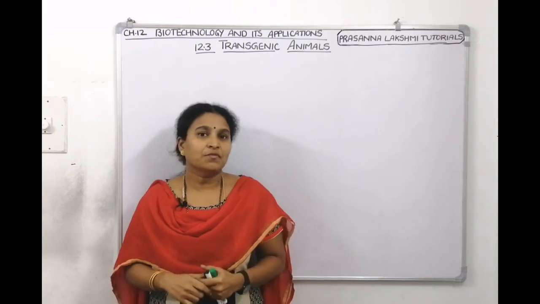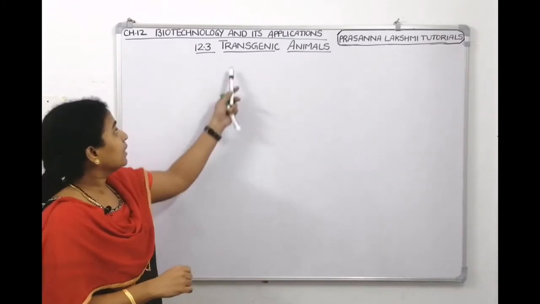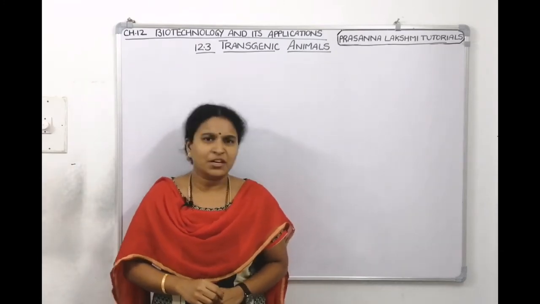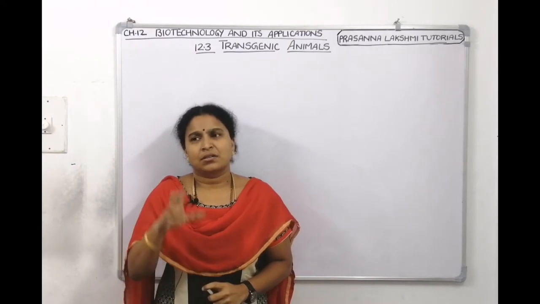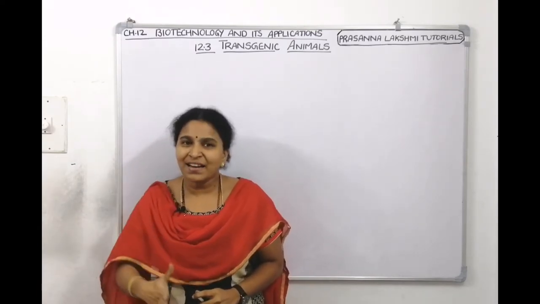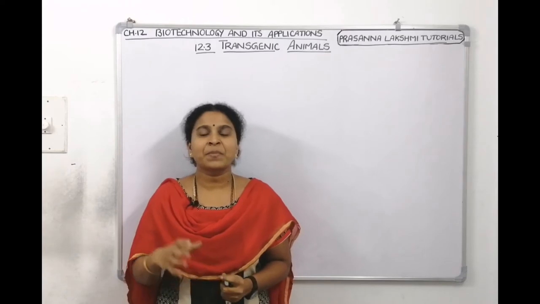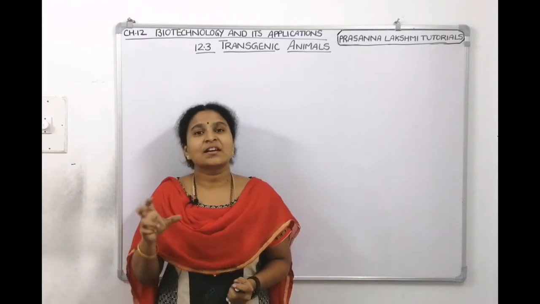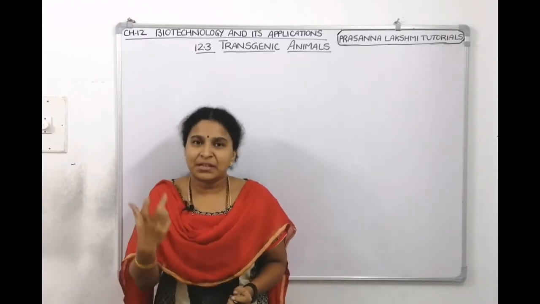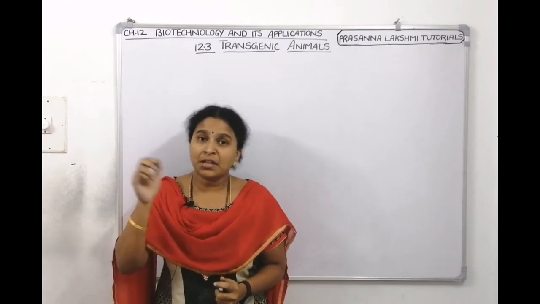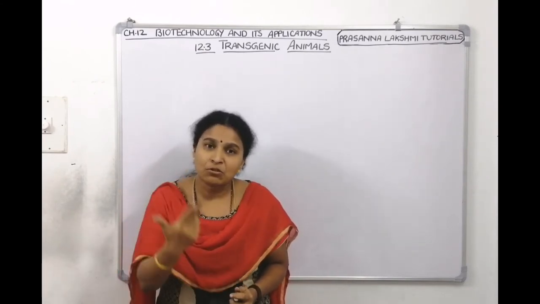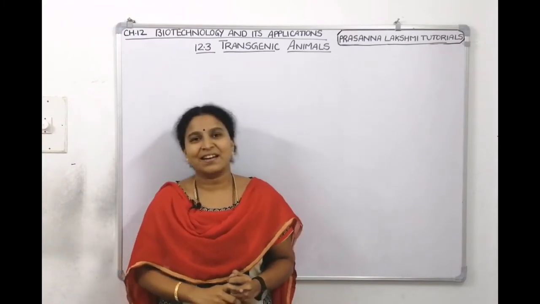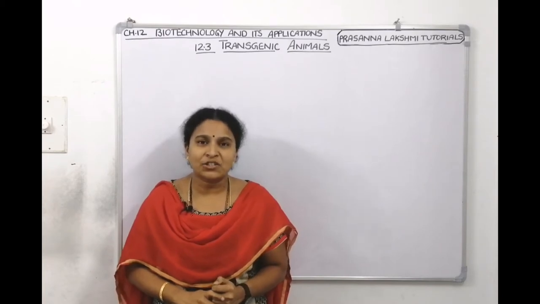So in today's session, we will talk about the next topic in the chapter, that is transgenic animals. Now, what are transgenic animals? Let's try to understand first. Transfer of genes into animals is called transgenic animal. It means new genes, extra genes or foreign genes are introduced into the animal DNA, and we are expressing those foreign genes also. Then such animals are called transgenic animals. Hope you understood. Tell me, what are transgenic animals?